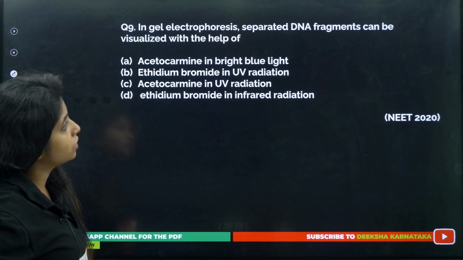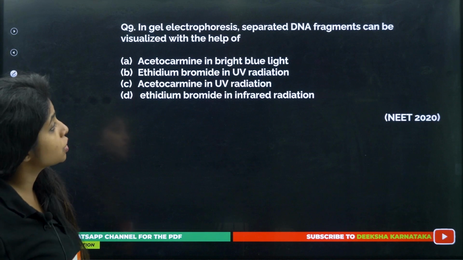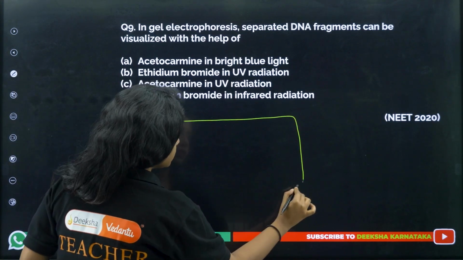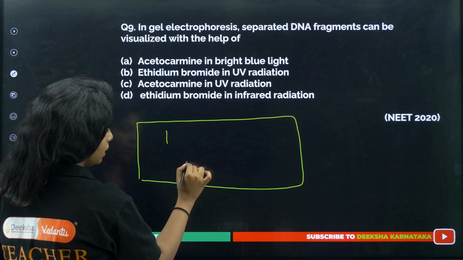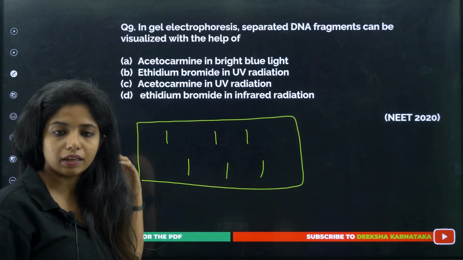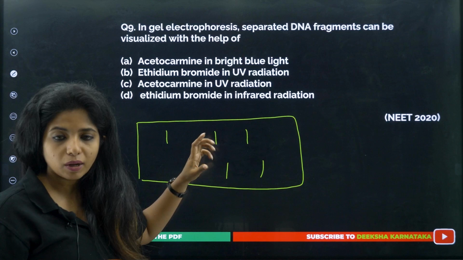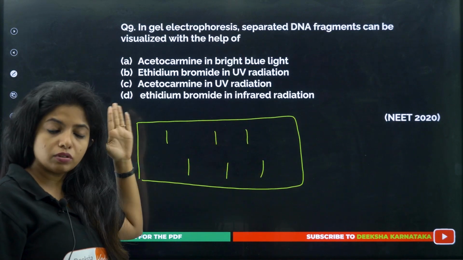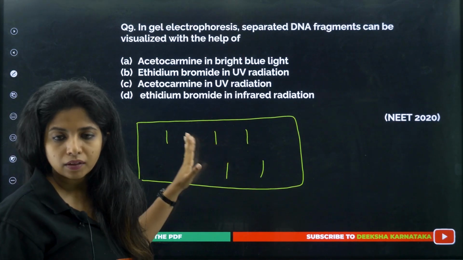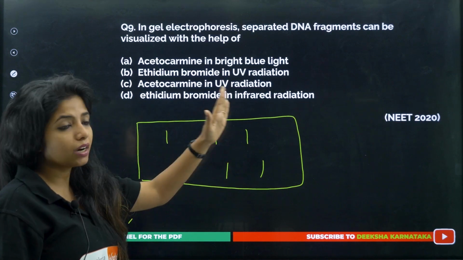In gel electrophoresis, separated DNA fragments can be visualized with the help of. So gel electrophoresis basically is a tube like this, and over here you have the DNA being separated along with the fragment length. On the basis of the fragment length, they are getting separated. So the smaller fragments move really fast, larger fragments move far away. They move really slow. And where are they moving, children?